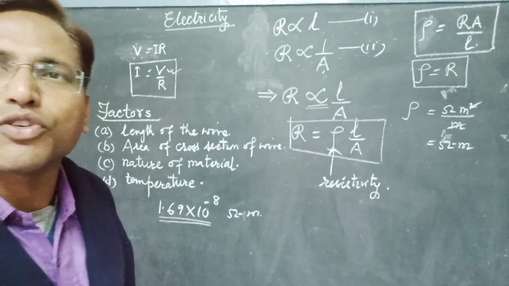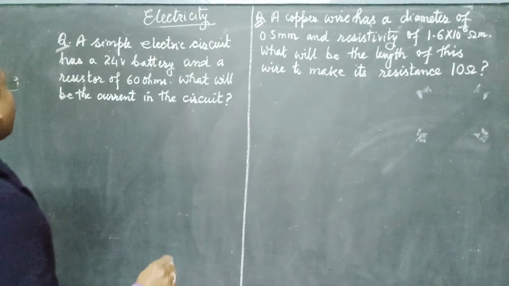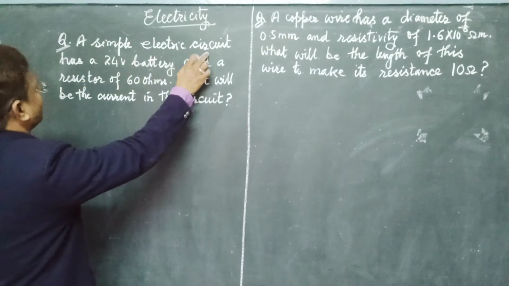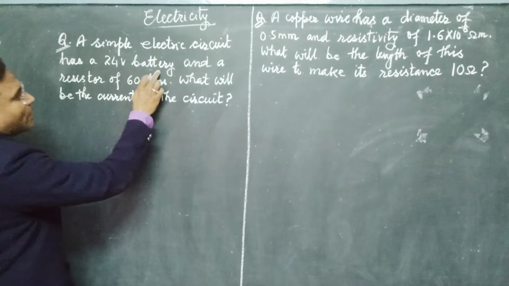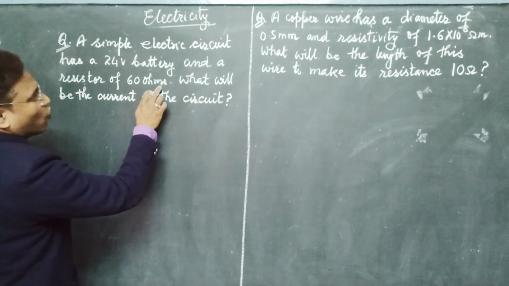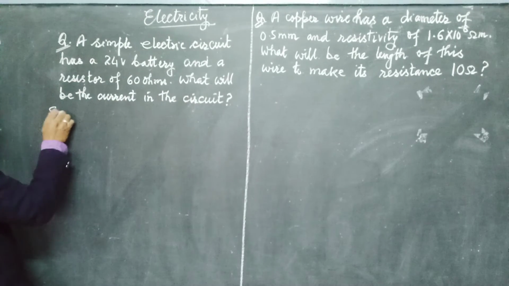So I am writing the question first on the board. I have written one question. A simple electric circuit has a 24-volt battery and a resistor of 60 ohms. What will be the current in the circuit? So we will see the solution.